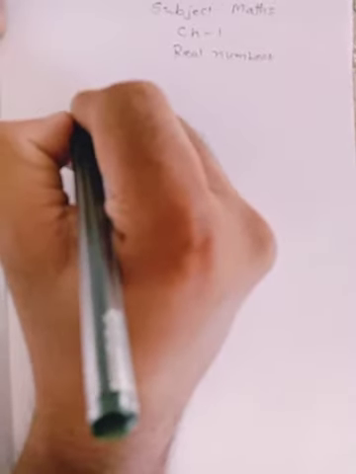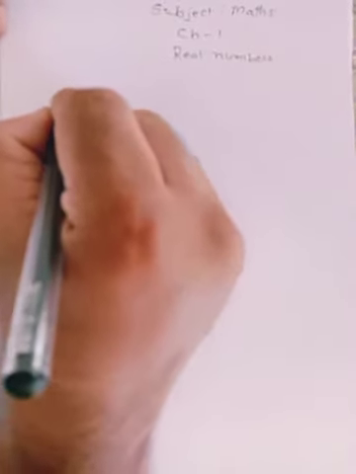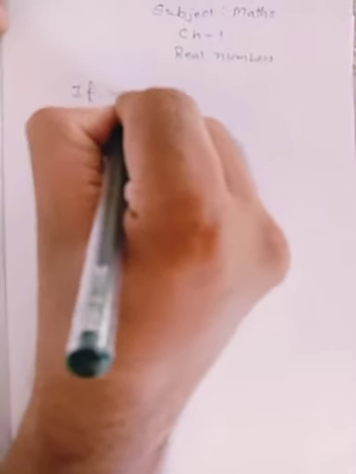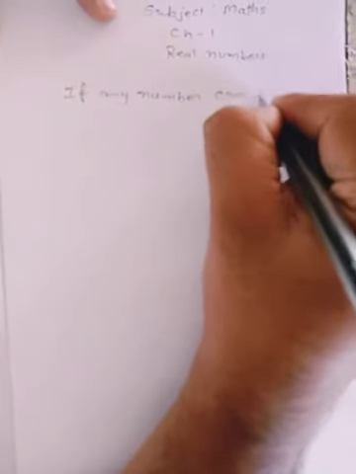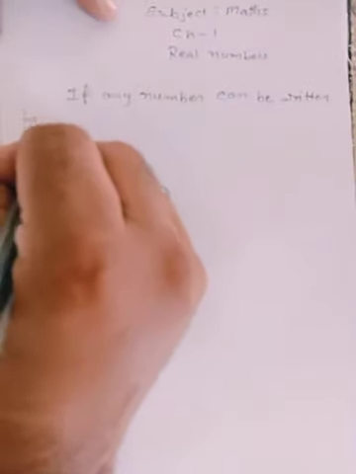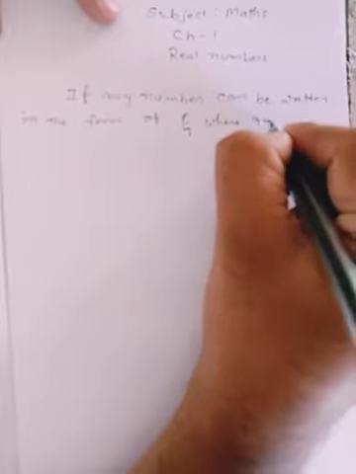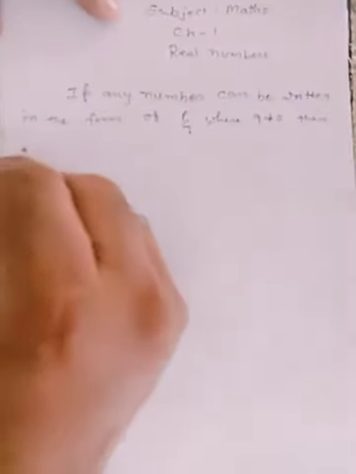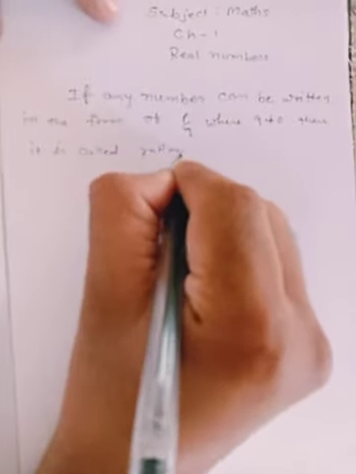Hello friends, today we will study chapter 1, real numbers. We have studied in exercise 1.1 that if any number can be written in the form of p by q where q not equals to 0, then it is called a rational number.